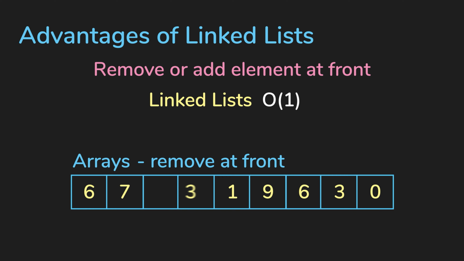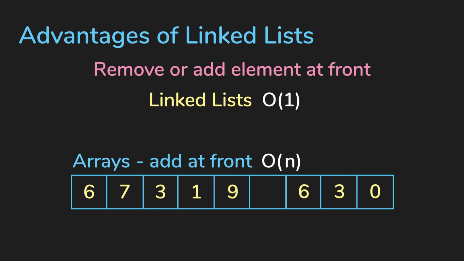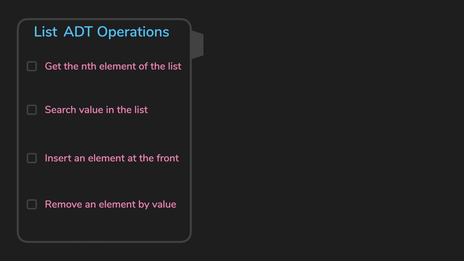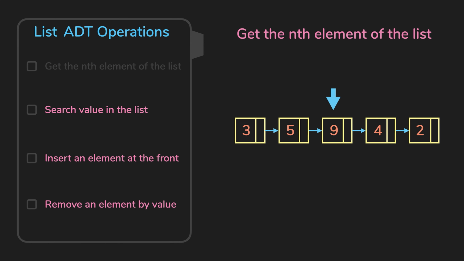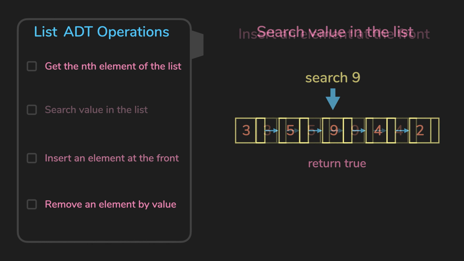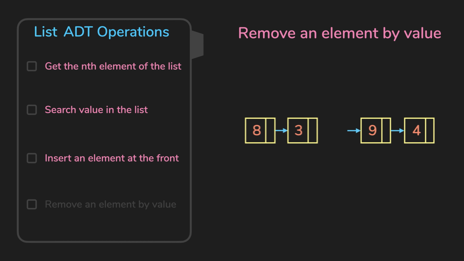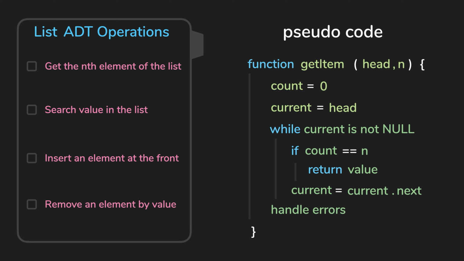Whereas for arrays, removing or adding an element to the front would be an O of n operation. Okay, now that we know how to create the linked list structure, let's think about how we can perform the following operations on a linked list: getting the nth element of a list, searching the list, inserting a node at the front of the list, and removing a node in the list. We will use pseudocode to explain the detailed steps to implement each operation. This will let you implement these operations in your favorite language as your assignment.